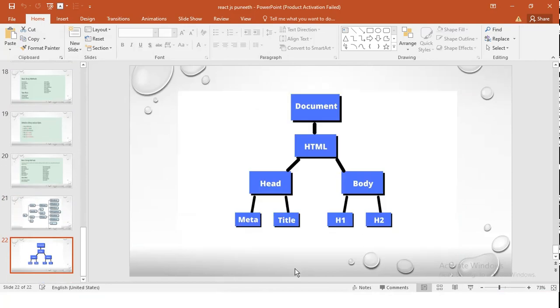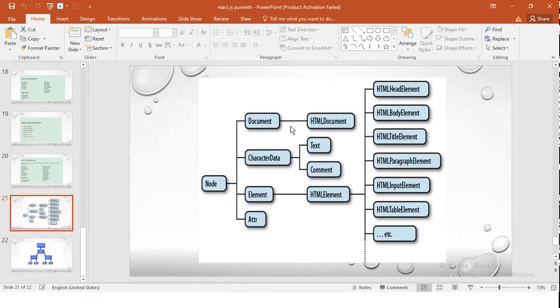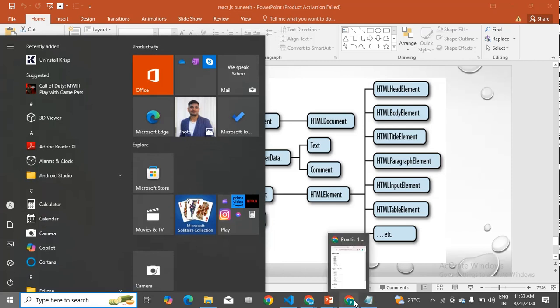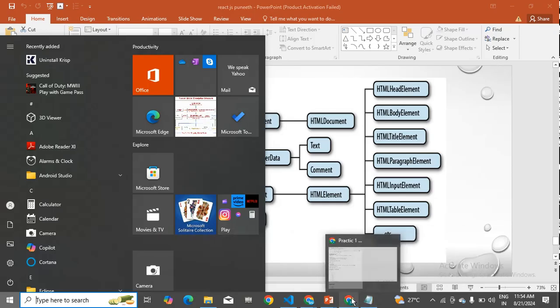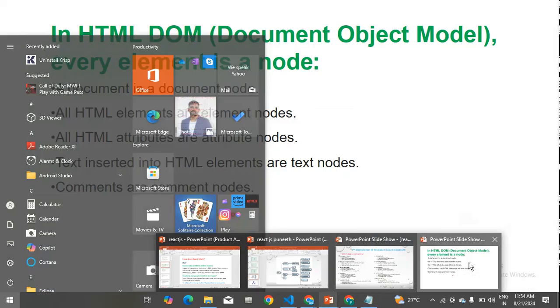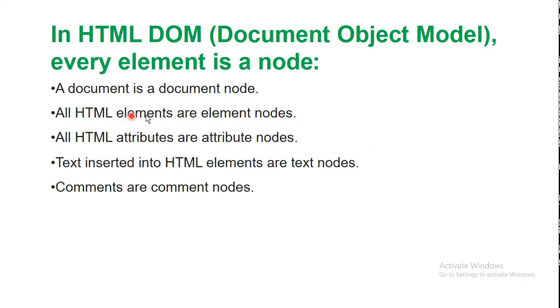See the nodes: the document node, the element node, the attribute node, and the text node and the content node. This is the same thing they are telling in React also. So where is that page? Yeah, the same thing: document node, element node, attribute node, and text or element node, and the content node. So this is similar to what we have learned in HTML.